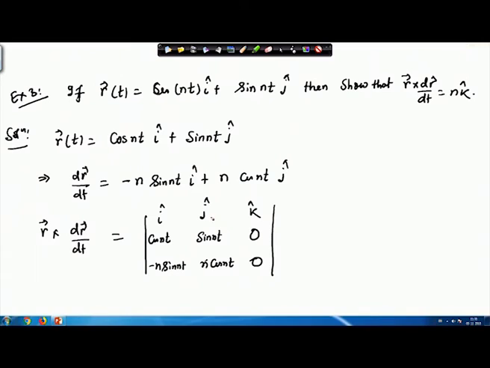If you break this determinant, you will find that both the i and j components are 0, because their coefficients are 0. So, i and j would not occur, and simply we will have k times n cos² nt plus n sin² nt. If I take n common, this will be cos² nt plus sin² nt, which is 1. Therefore, this will be n times k, and this is what we needed to prove.